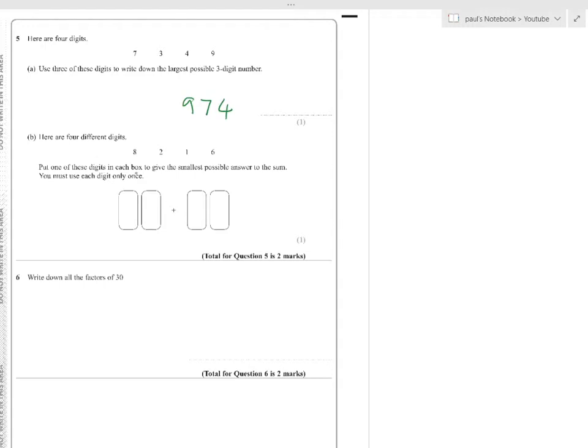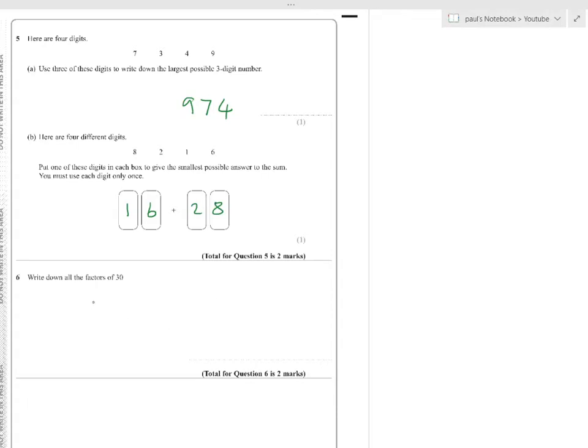Put these digits in the boxes to give the smallest possible answer to the sum. Smallest, we can get a negative, can't we? So this will be the smallest number there. Let's add. We've got 1 and 6, so 28 will be the other one.